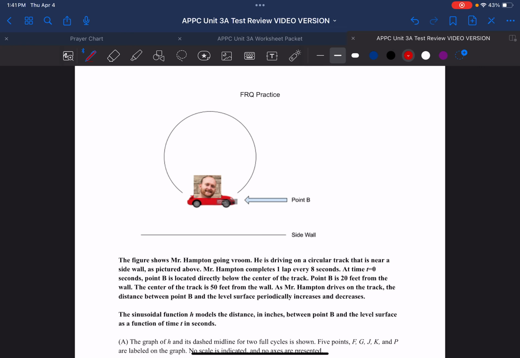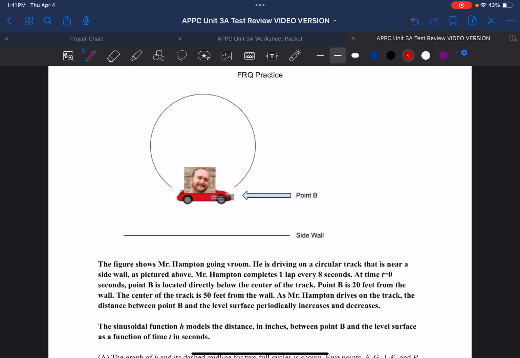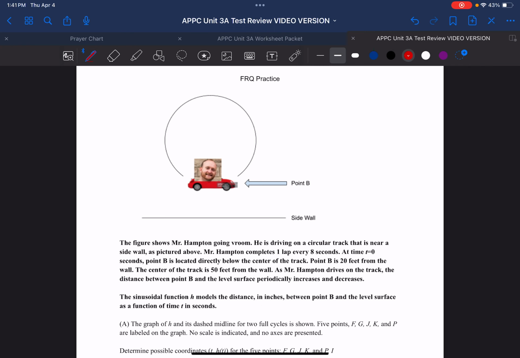So, on the free response practice, the figure shows Mr. Hampton going vroom, shout out. He is driving on a circular track that is near a sidewall as pictured above. Mr. Hampton completes 1 lap every 8 seconds.